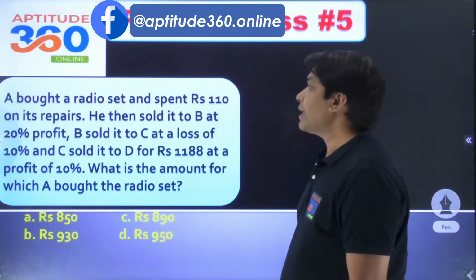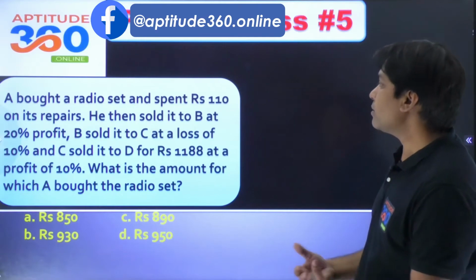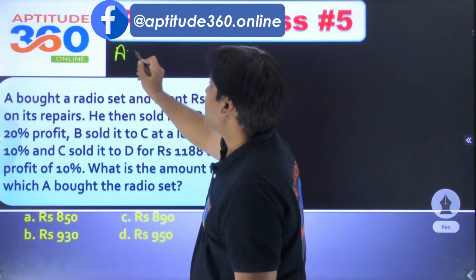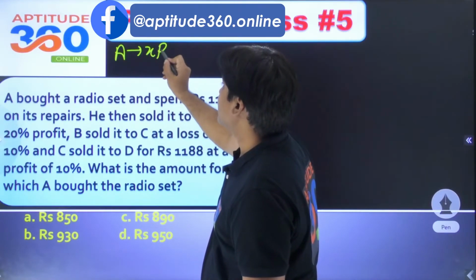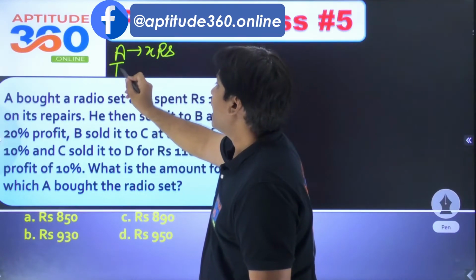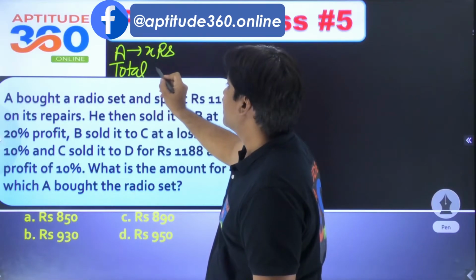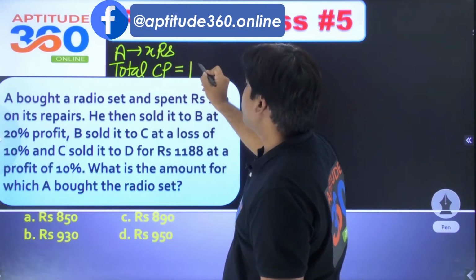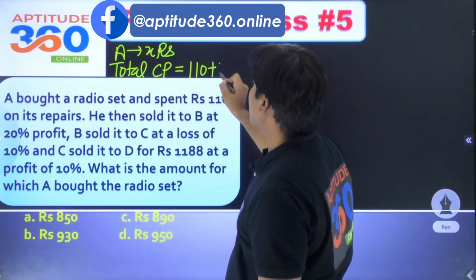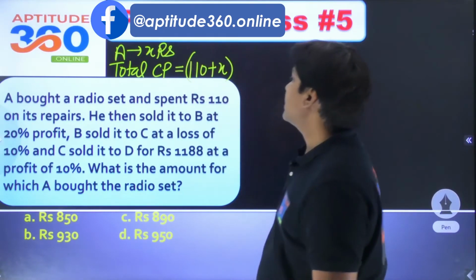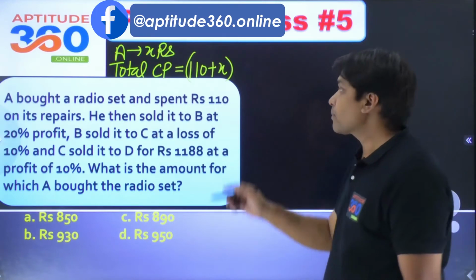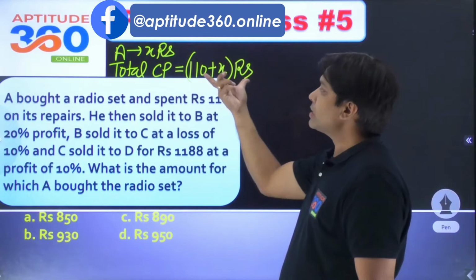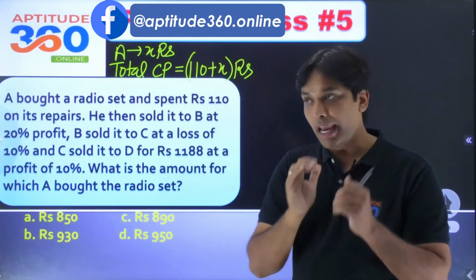And this one says that A bought a radio set and spent rupees 110 on its repair. So maybe I would say that A bought it for X rupees. And if total CP including the repair, including the cost of repair, is 110 plus X rupees. Is that okay? So this is the final cost price to A.